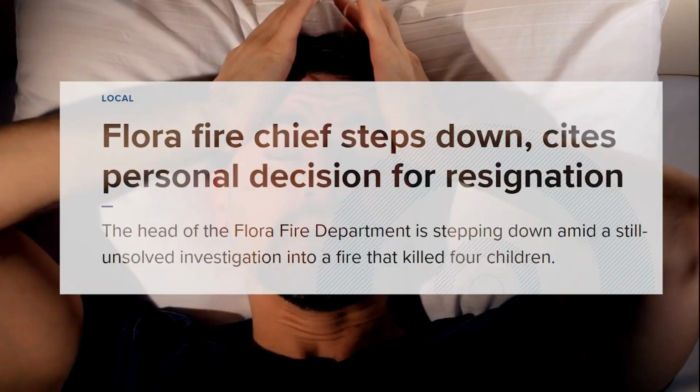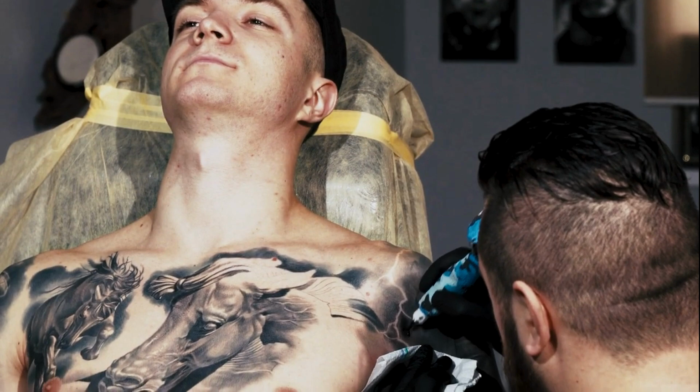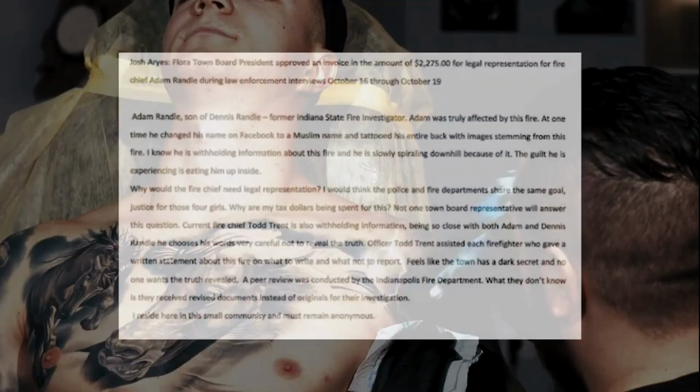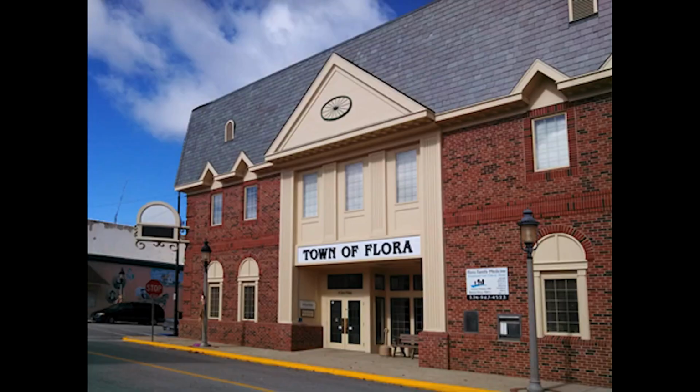Adam was truly affected by this fire. At one time, he changed his name on Facebook to a Muslim name and tattooed his entire back with images stemming from this fire. I know he is withholding information about this fire and he is slowly spiraling downhill because of it. The guilt he is experiencing is eating him up inside. Why would the fire chief need legal representation? I would think the police and fire departments share the same goal, justice for those 4 girls. Why are my tax dollars being spent for this? Not one town board representative will answer this question.